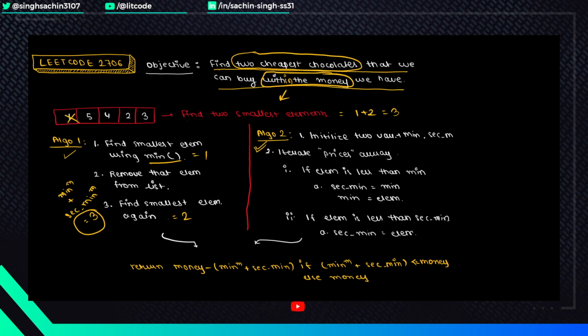On the other hand, this is the simplest approach which I can think of. The next approach is a more formal approach to solve this problem, and I think this will be a better one. So we're going to initialize two variables similar to what we did over here: minimum and second minimum. Next, I'll be iterating the prices array which we have received. With each element, let's take an example for now. Let's say my minimum is 3, second minimum is 4.